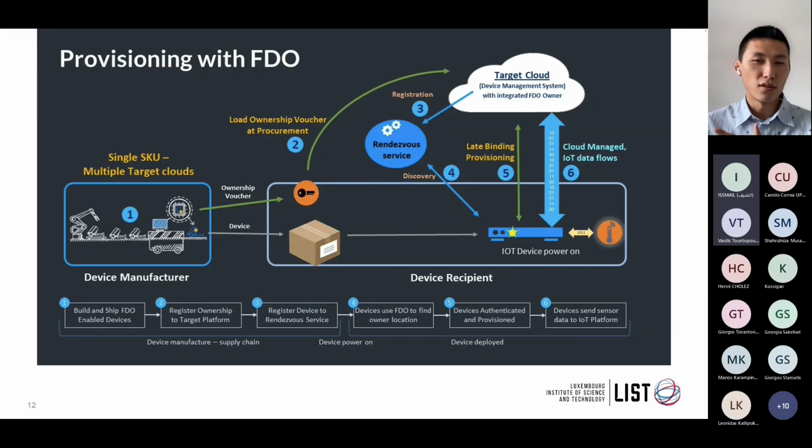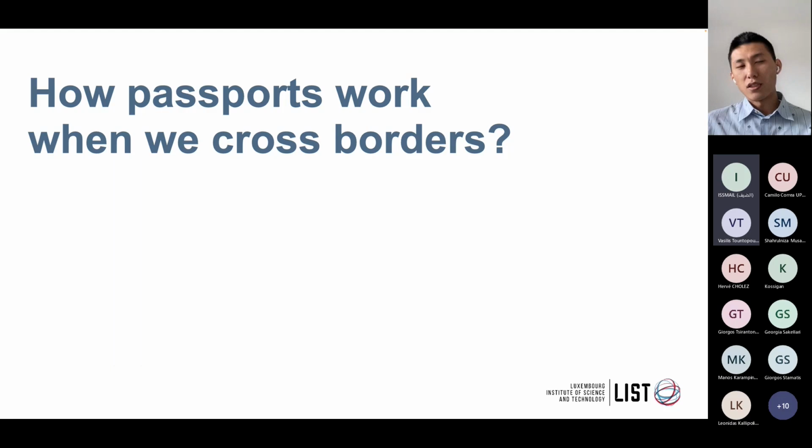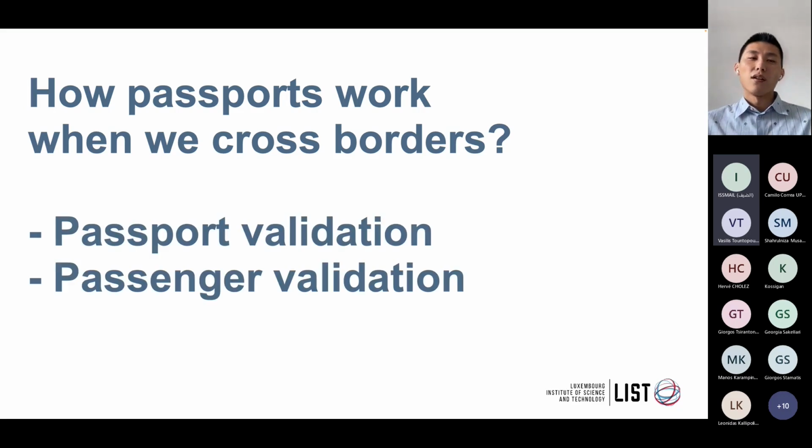Maybe it's too complicated. I will give you an easier example. Think about this case. When you hold your passport and you want to cross a border, how is the customs officer going to check your passport? It's easy. First, the customs officer checks whether your passport is a real document. And then the customs officer uses the data on your passport to verify whether you are the real passport holder.